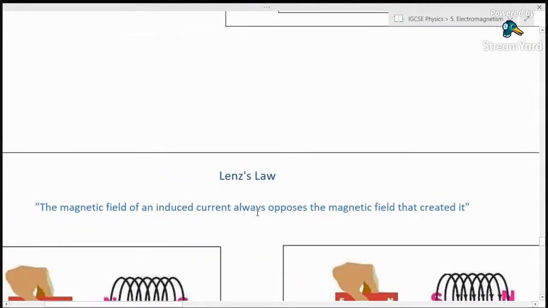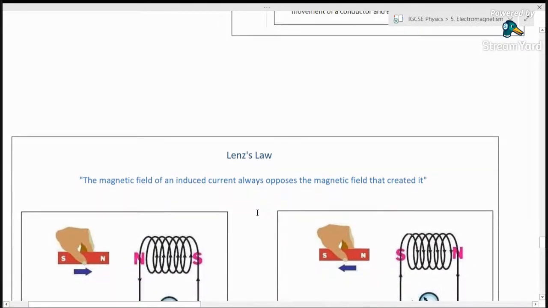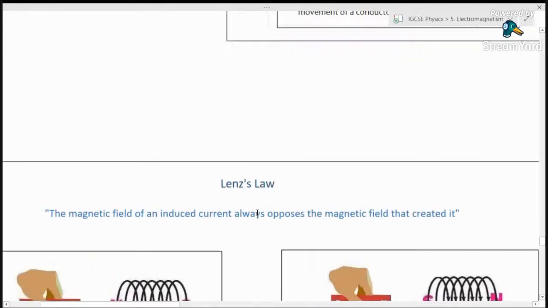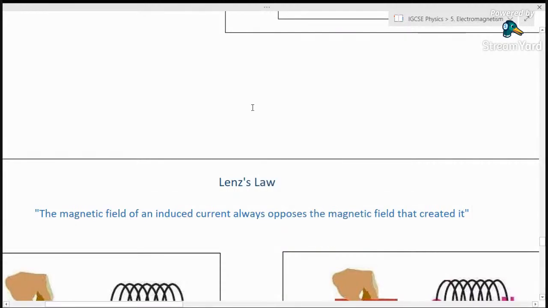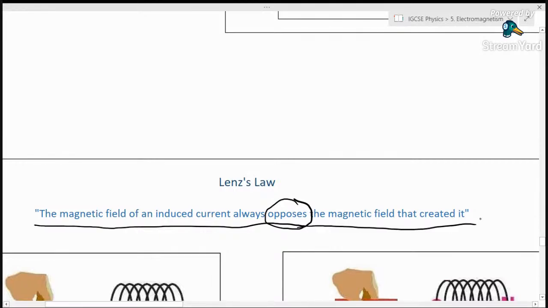Okay, so now we come to probably the trickiest part of all this, and that is Lenz's law. Basically, Lenz's law states this right here: the magnetic field of an induced current always opposes the magnetic field that created it. Now, what does that mean?